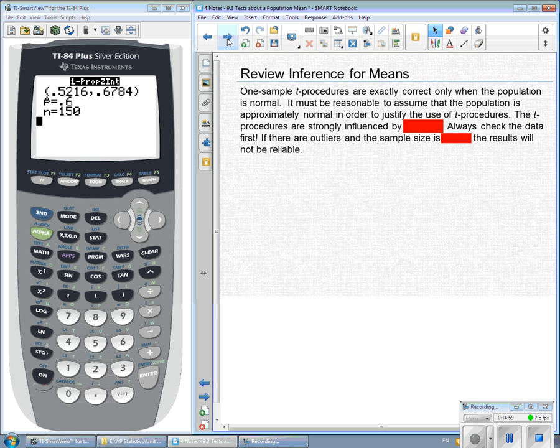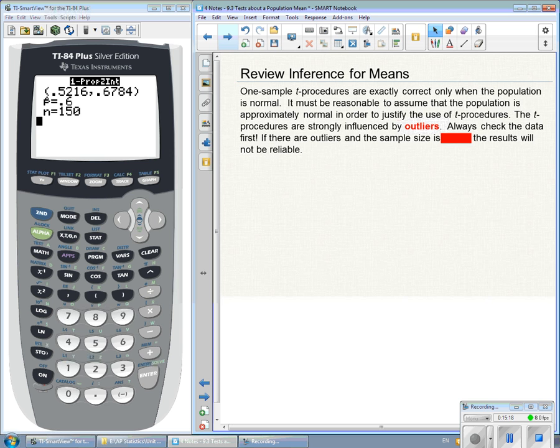And finally, one-sample t procedures are going to be exactly correct only when the population is normal. It must be reasonable to assume that the population is approximately normal in order to justify the use of the t procedures. T procedures are going to be strongly influenced by outliers.